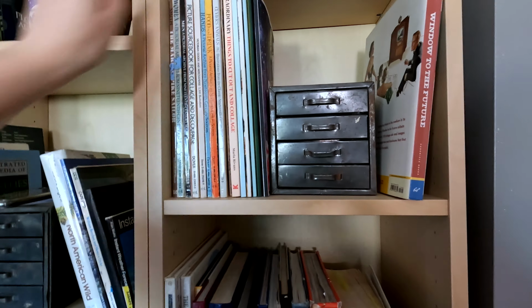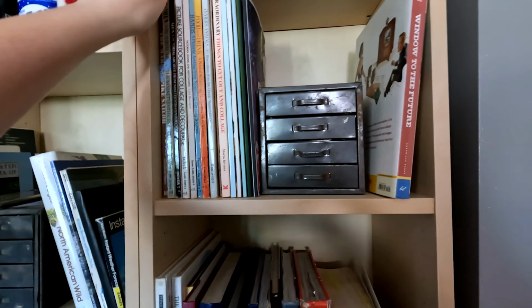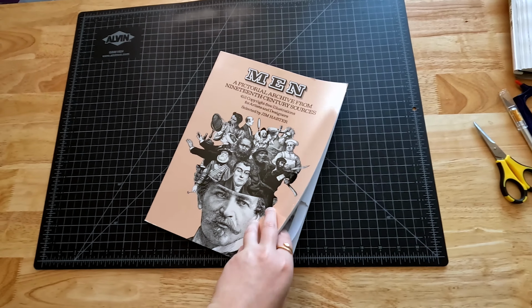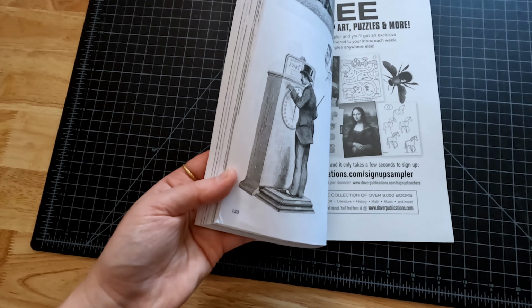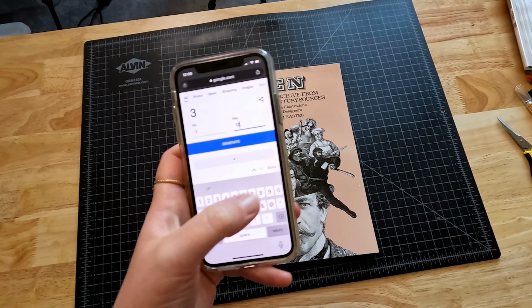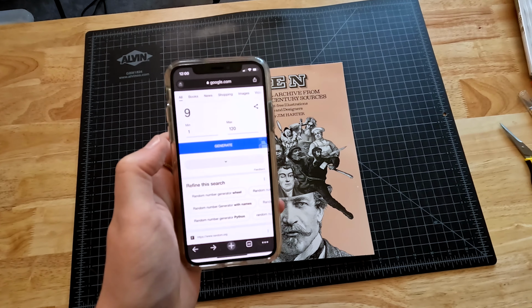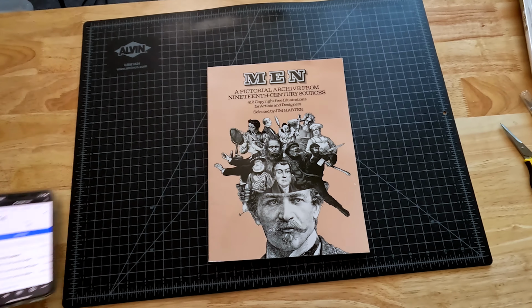I actually use this book all the time. Let's see how many pages are in this book. Oh, these pages are numbered. That's good. I was a tiny bit worried about that. All right, 120. Let's generate a number for that. 120. Generate 14. All right, pretty small number.